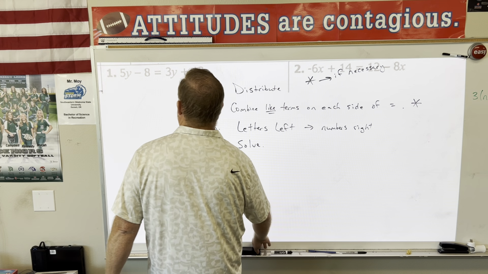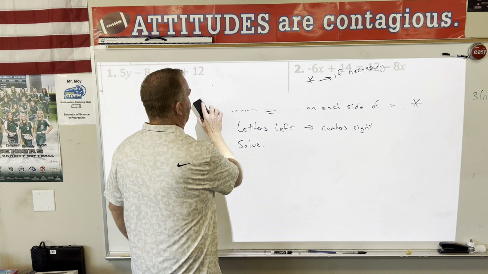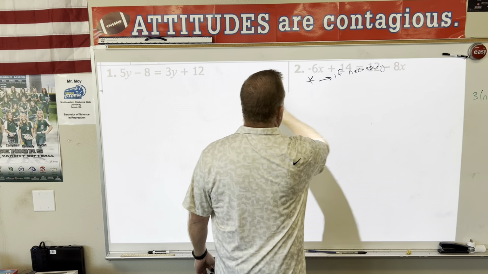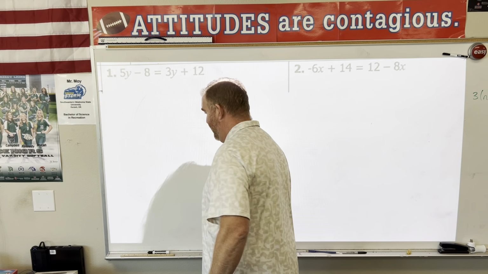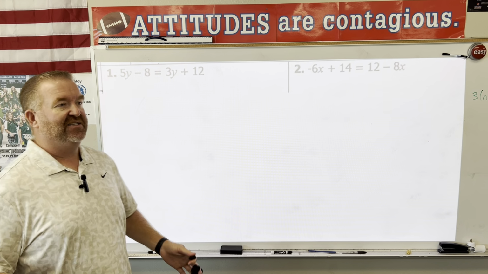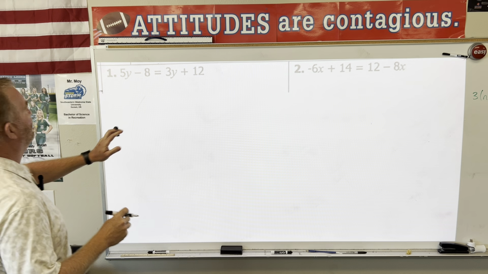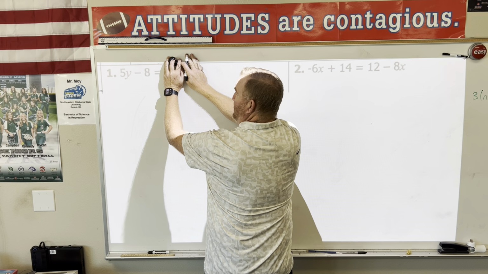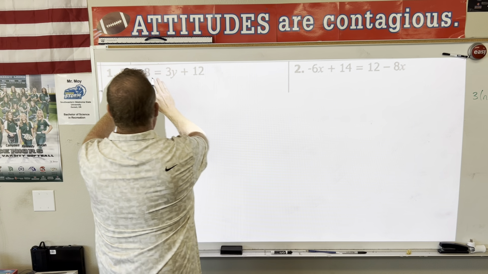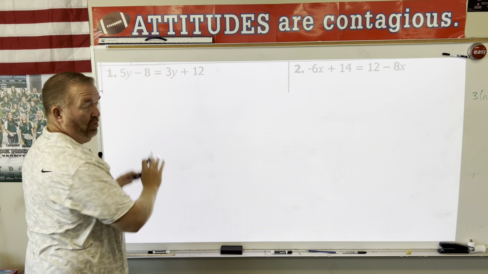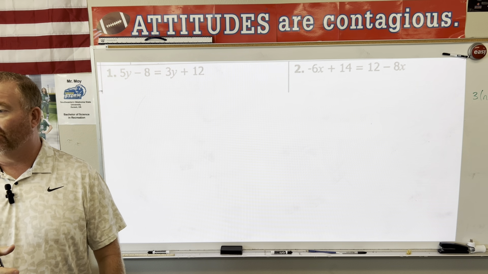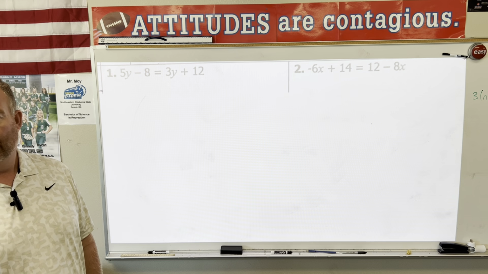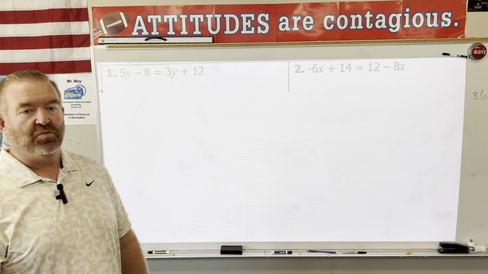Number one. Is there anything to distribute on this side? No, there's nothing to distribute on number one. All right, cool. Let's go to step number two. Let's look at the left-hand side of the equal sign. Is there anything on the left-hand side I can do? 5y minus 8. Is there anything to do? Nope. Is there anything over here? No. There's nothing I can do on the left-hand side or the right-hand side. There are no like terms. So we can immediately jump to step number 3. Which is what? Read it to me.